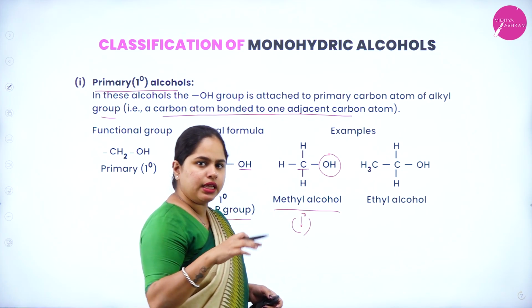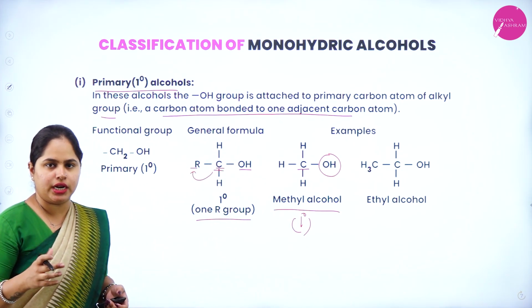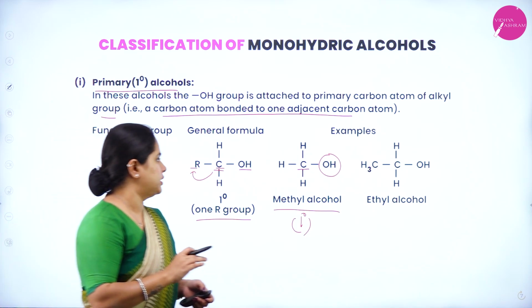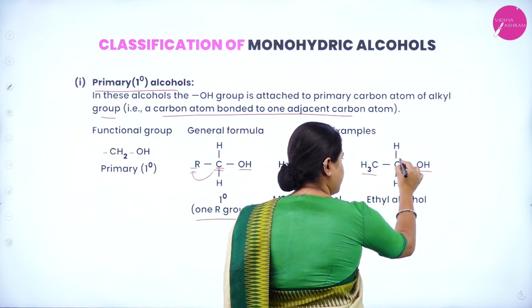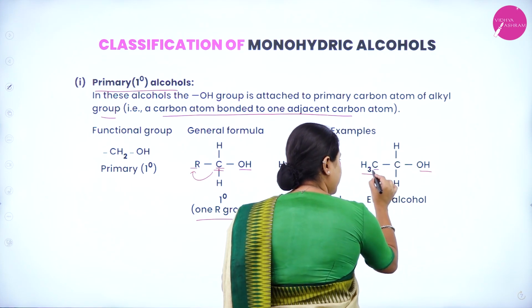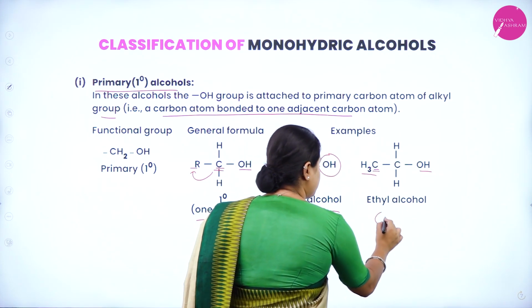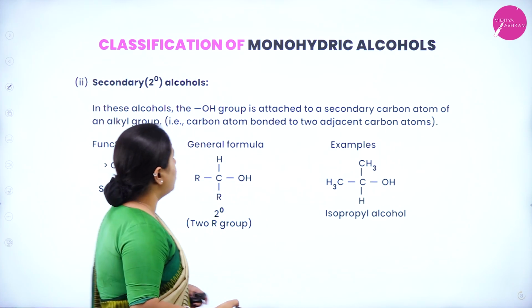Right? It should be either attached to all 3 hydrogen atoms or else only 1 carbon atom. So you can see CH3, as you can see, the alcohol is attached to this carbon atom, which is further attached to only 1 carbon atom. So this is also a primary alcohol, right? Now moving on to secondary.